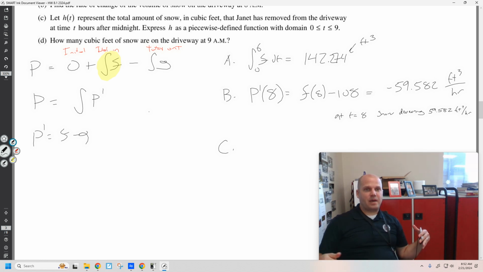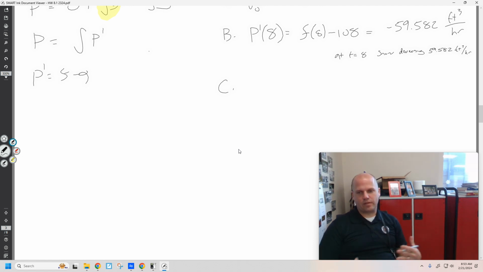Let H represent the amount of snow in cubic feet that Janice has removed from the driveway at T hours after midnight. Express H as a piecewise function. This is the one that everybody's going to get worried about. But let me just tell you what I would care about. Can you tell me the total amount that's been removed? Could you tell me that?